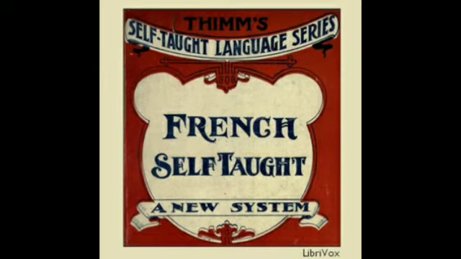Pluperfect. That I might have had, que j'eusse eu; that thou mightst have had, que tu eusses eu; that he might have had, qu'il eût eu; that we might have had, que nous eussions eu; that you might have had, que vous eussiez eu; that they might have had, qu'ils eussent eu.